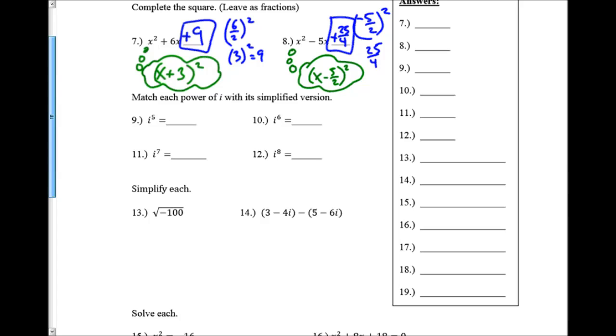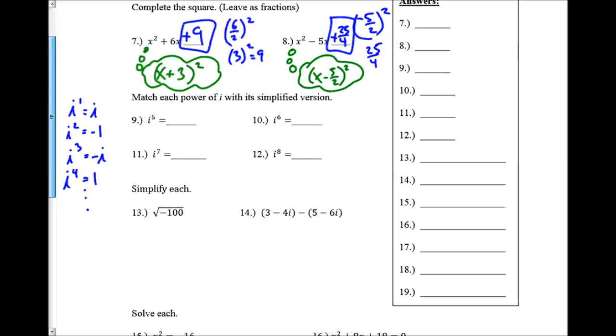If I look at the next one, we want to match the power of i with the simplified version. So we just want to simply convert each of these to the simplest form of i. Remember, we never want to have i raised to a power, because this pattern exists where i to the first equals i, i to the second power is negative 1, i to the third power is negative i, i to the fourth power is 1, and then that pattern repeats.